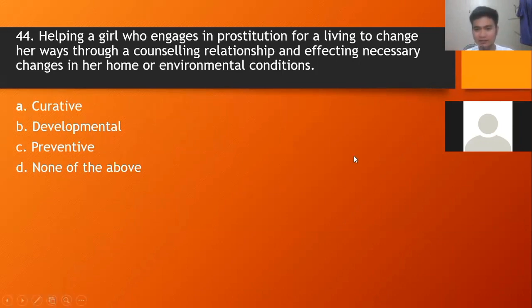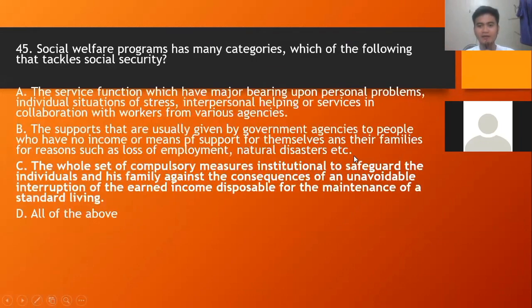Stephanie, dili ka madunggan. Arinig ba yung boses ko? Hello? Yes, sir. Arinig naman po, Ms. Stephanie, baka sa device niyo po yan.